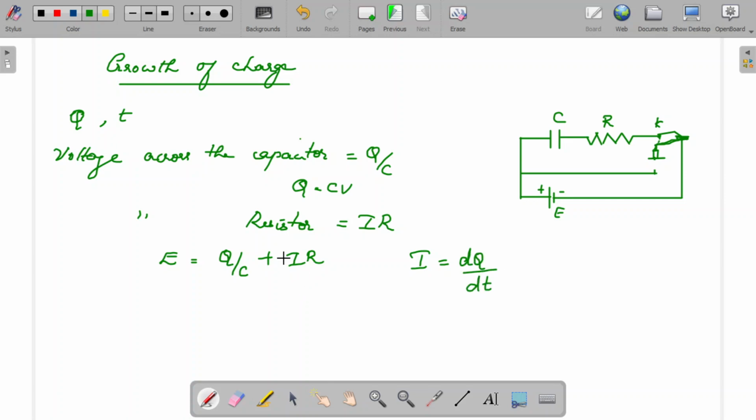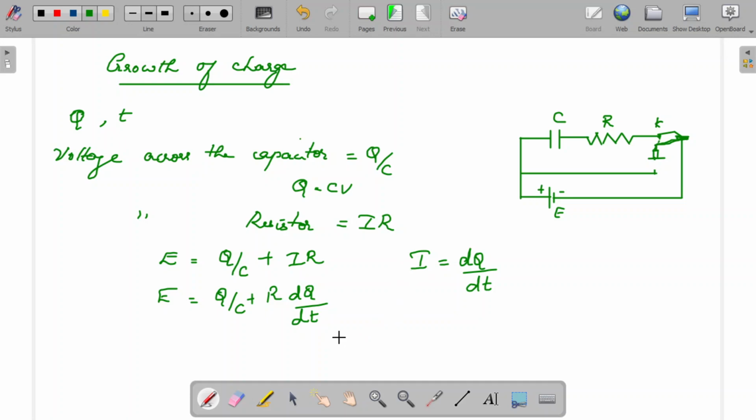So I can replace this I by dq by dt, because here also you have terms of q, so I am changing I in terms of q again. So let me write E is equal to q by C plus R times dq by dt. Now, this I is the instantaneous current which we are talking about.